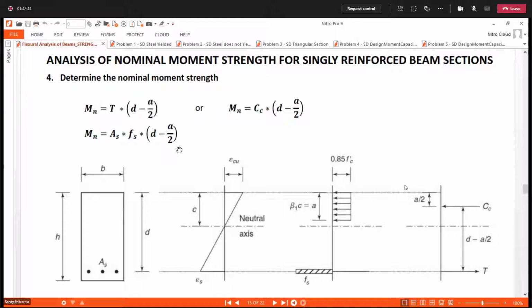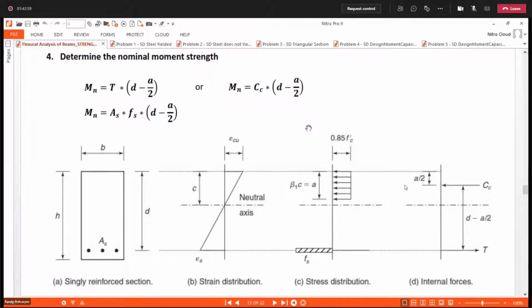Solve mo yung Fs. Now, kapag naman ginamit mo yung compressive force in concrete, yung C mo dito, siya naman ang magmo-moment with respect to T. Ito naman yung equation natin. So, yun yung mga equation natin in determining nominal strength.